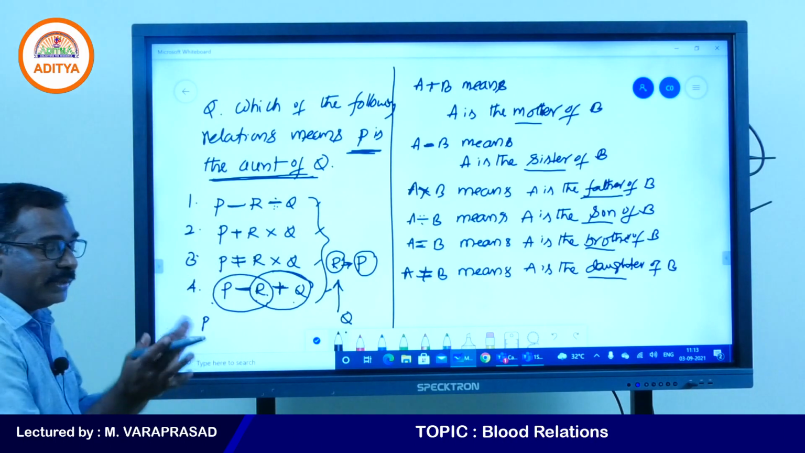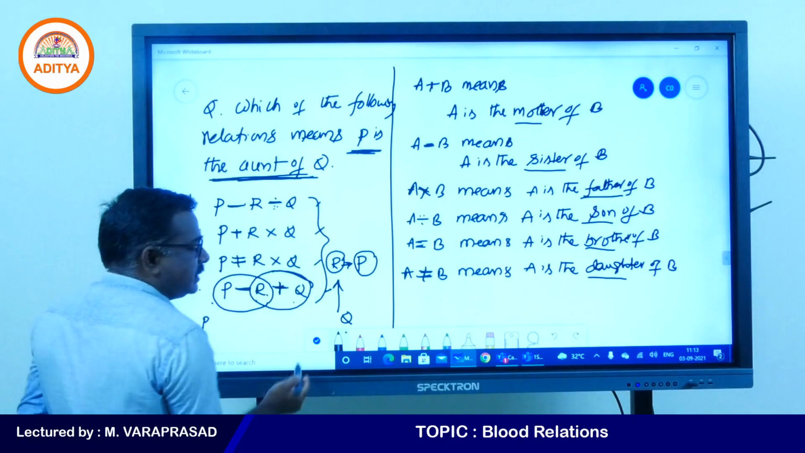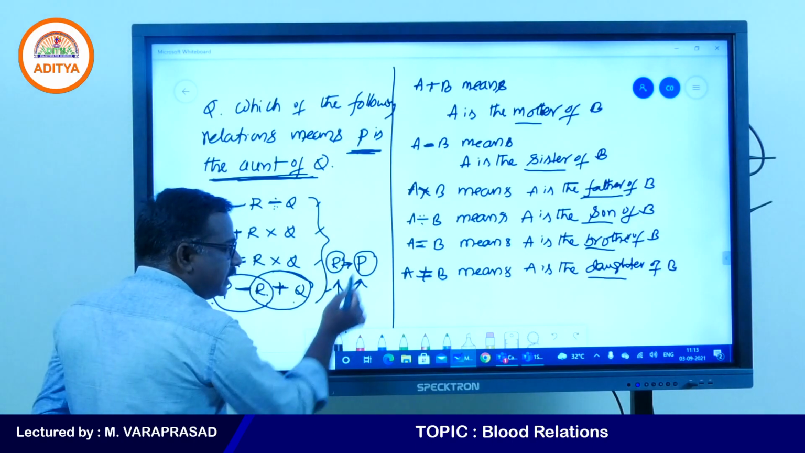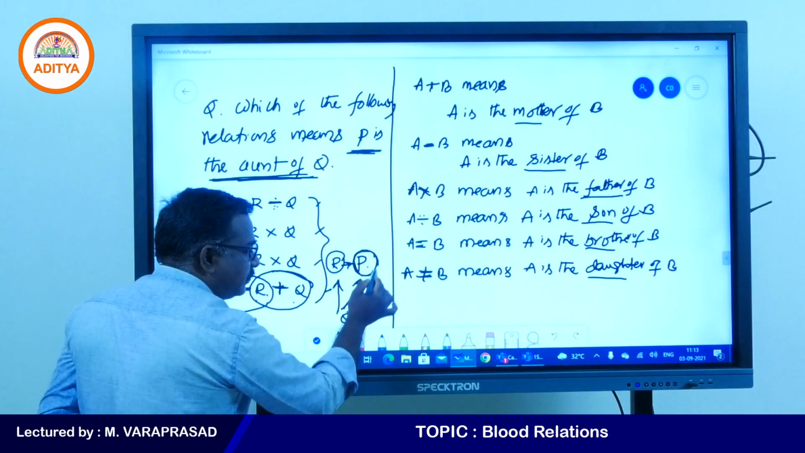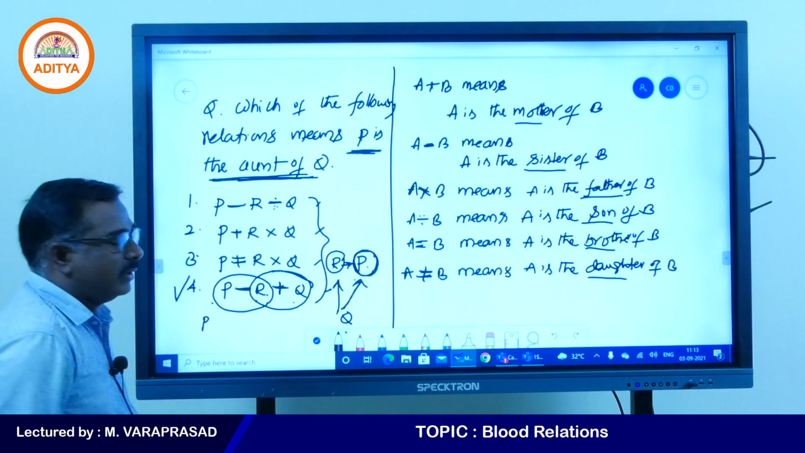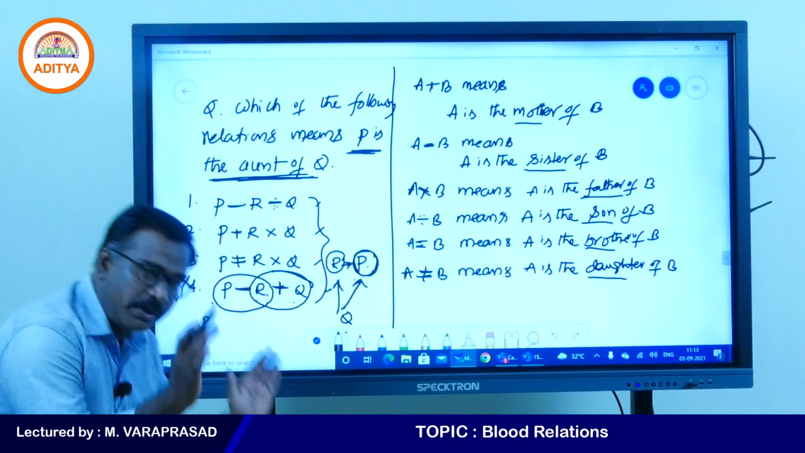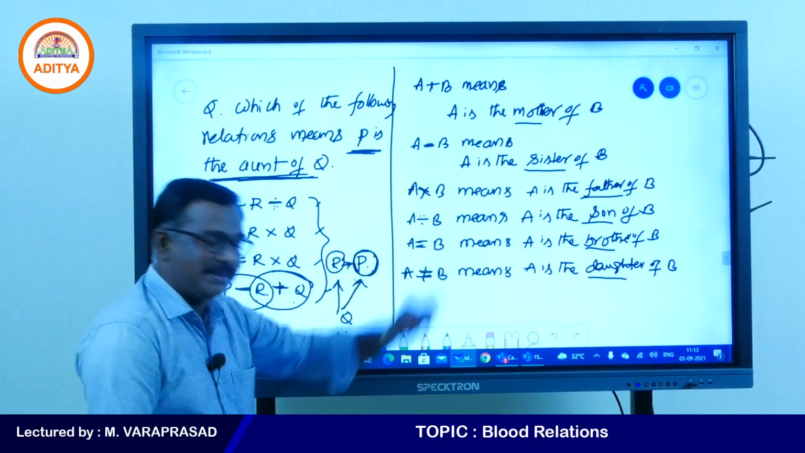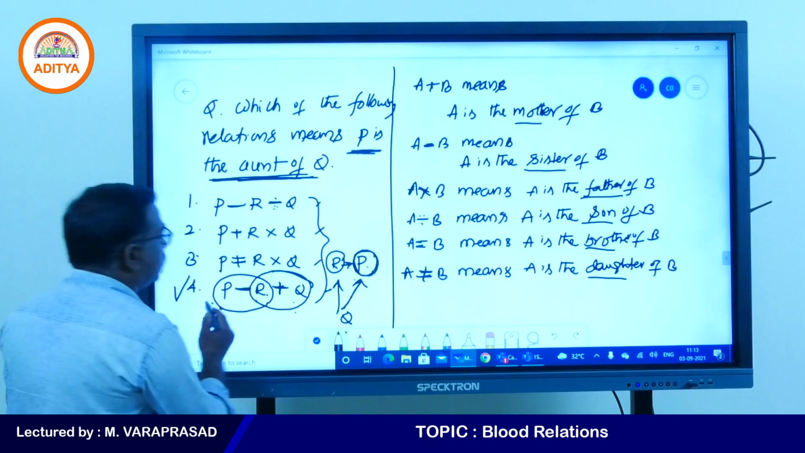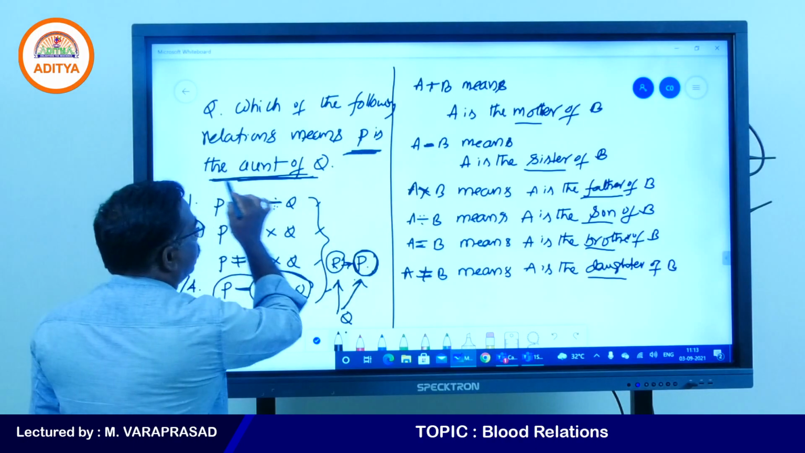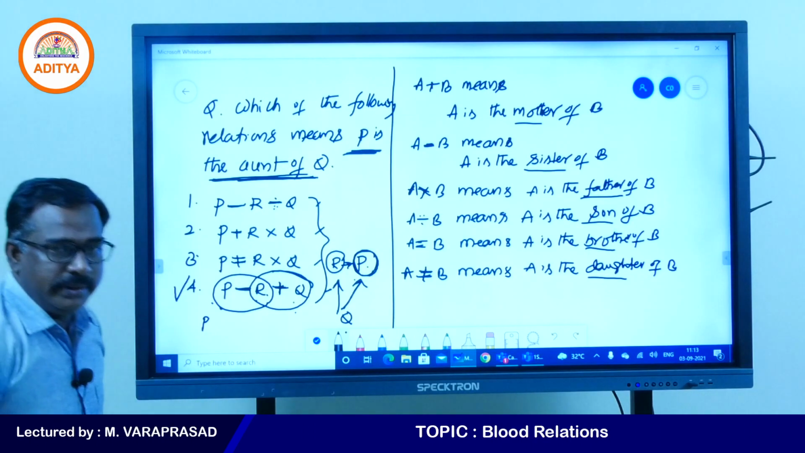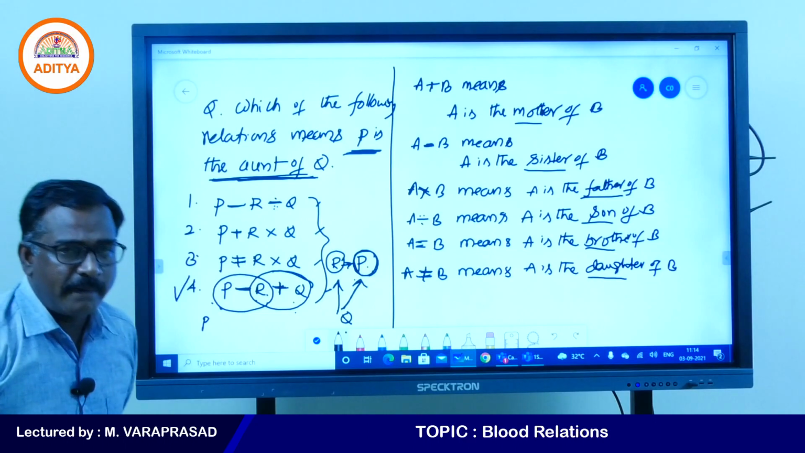Then the relation asked is P is aunt of Q. Here the relation is aunt: one generation and another generation, and this one is female. So P is aunt of Q, and option number 4 gives the answer. If we check all four options, one option gives the correct answer using these relations. Yes, P minus R plus Q gives P is the aunt of Q. Any doubt? Shall I explain once again?